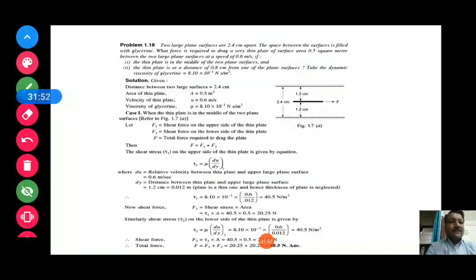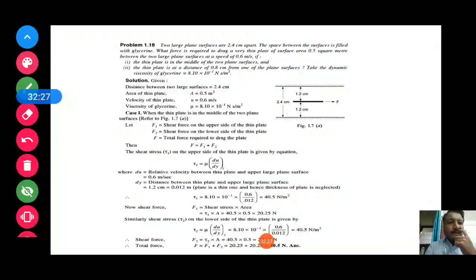Now we are solving for the first case. The first case is when the plate is at the middle of the two planes. So refer to the figure. Now see, the distance between the two planes is 2.4 centimeter, so at the middle means 1.2 centimeter from each plane. In each and every problem you have to use SI units, so convert that 1.2 centimeter to meter.